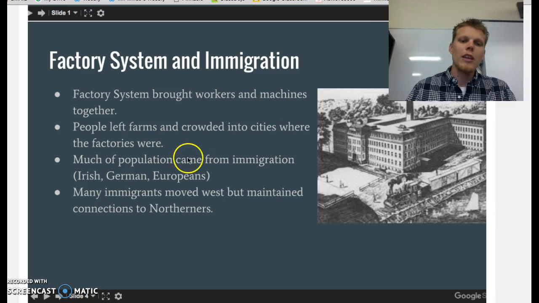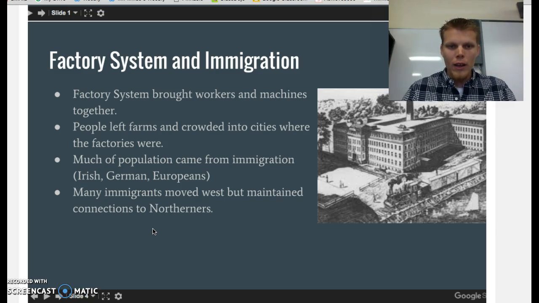Much of the population came from immigration. We've talked about the Irish a lot. Germans and European immigrants came in as well. And that made up most of the population in the Northeast.